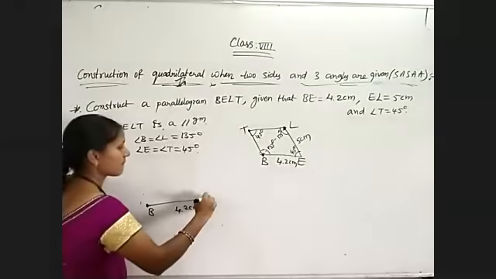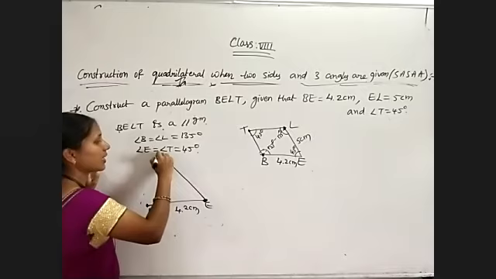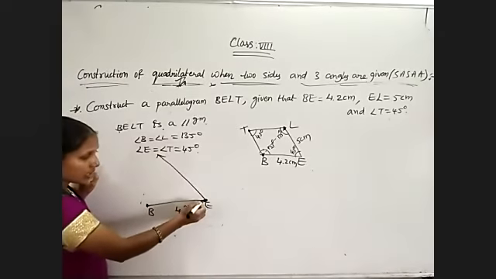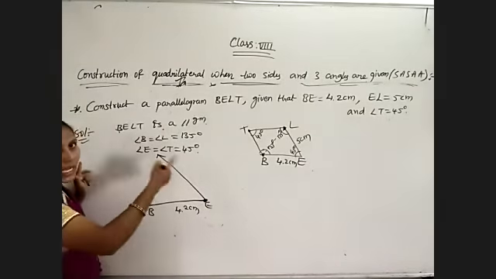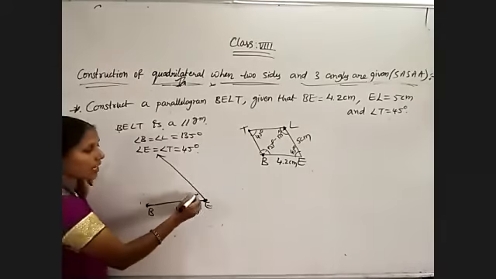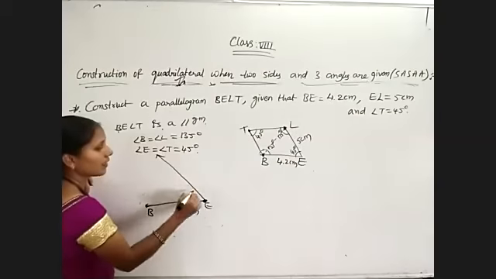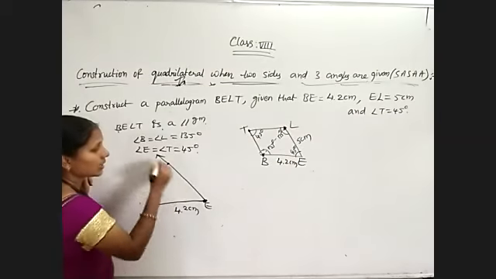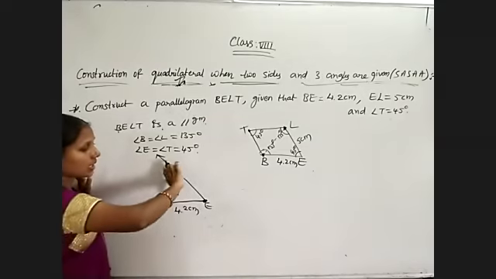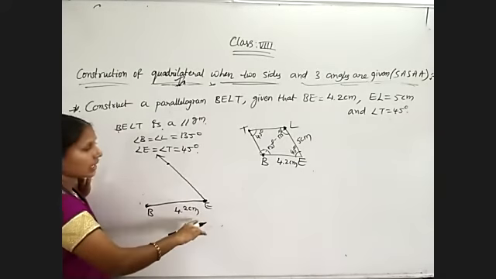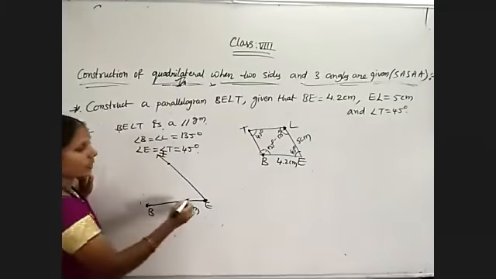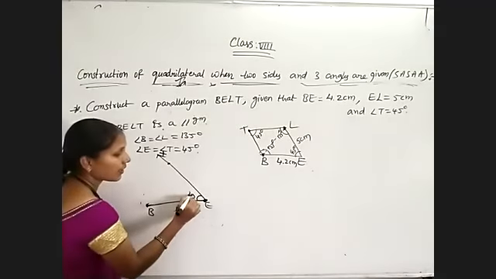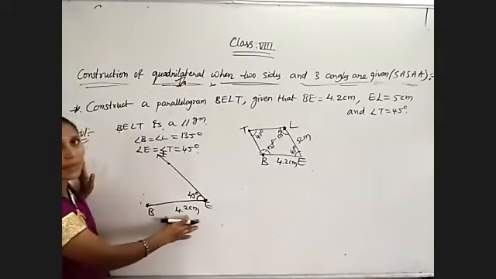So construct 45 degrees, because at E this line segment is spreading at the left side. I need to take the upper values. So the upper values showing 45 degrees, make the dot and remove the protractor, join that point and E by drawing the ray EX, which is making the angle 45 degrees with the line segment BE.